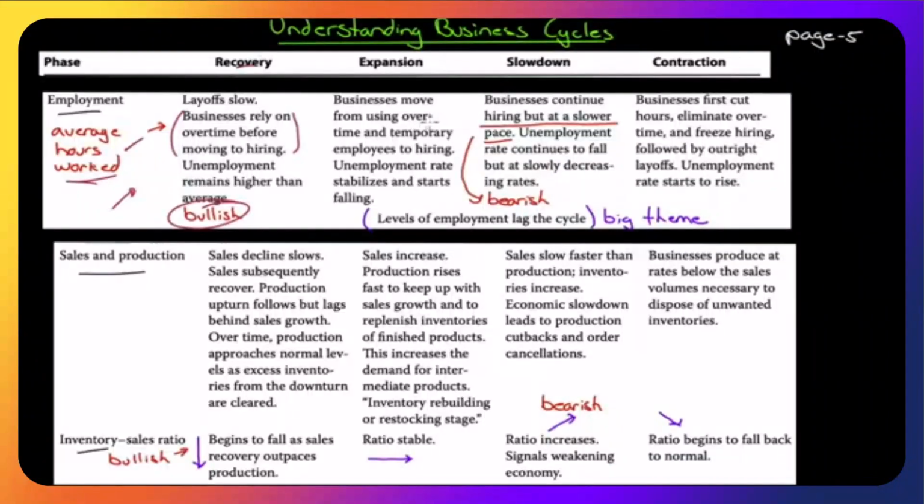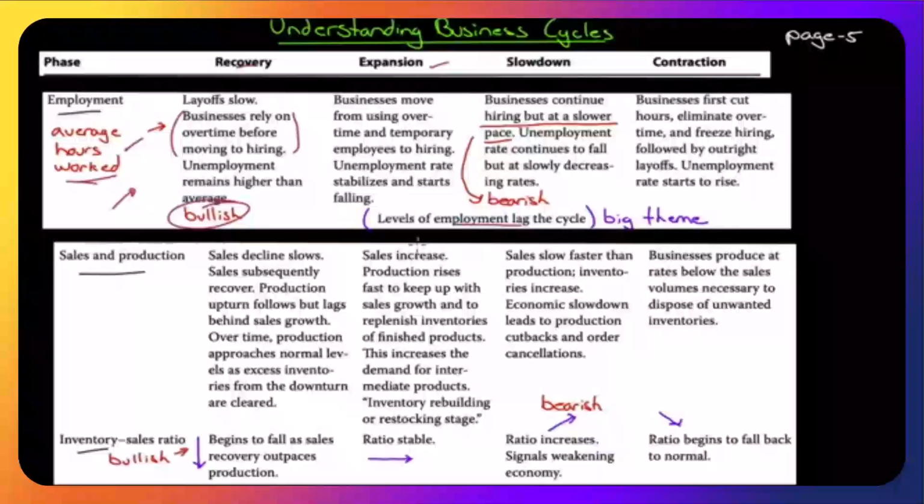In the expansion, businesses move from using overtime and temporary employees to hiring. The unemployment rate stabilizes and starts falling. Notice that it does it in the expansion phase. So we can conclude very quickly, employment is a lagging indicator. If we're looking at the employment rate, it is rear view mirror.